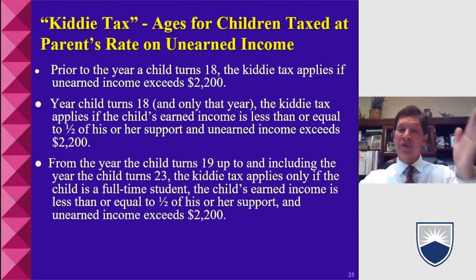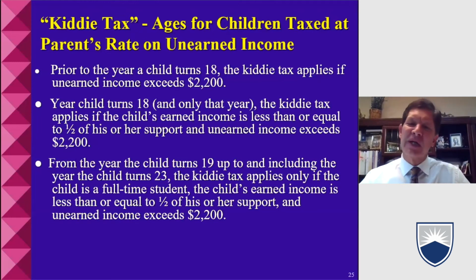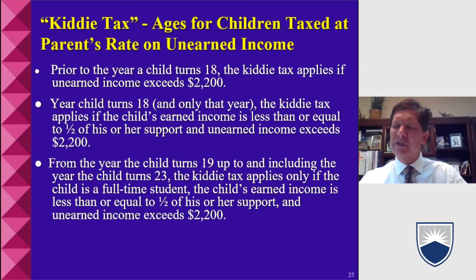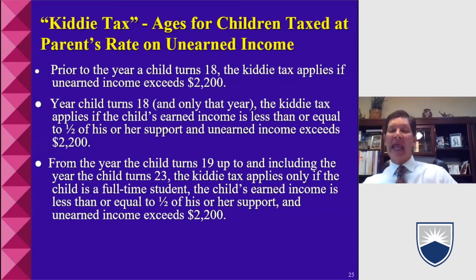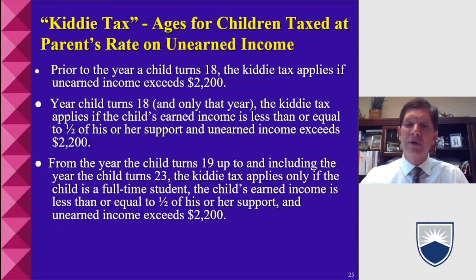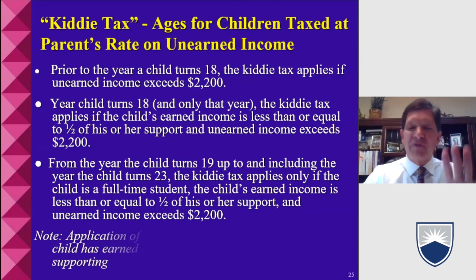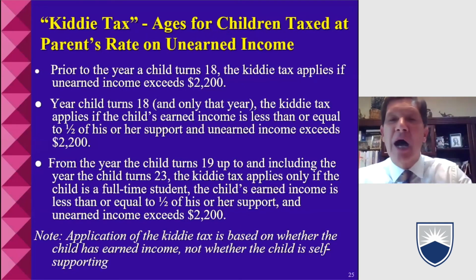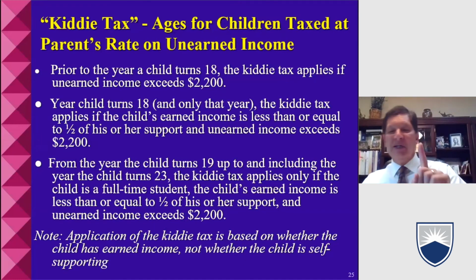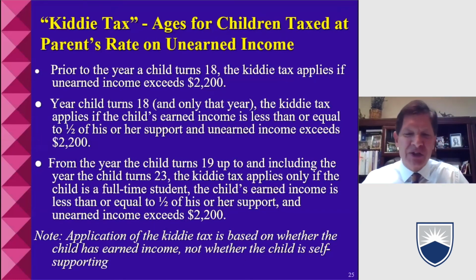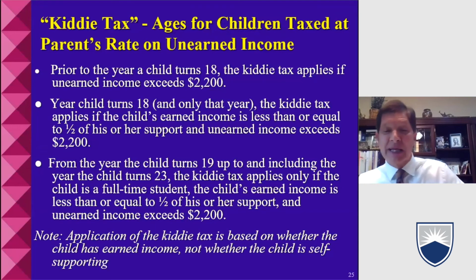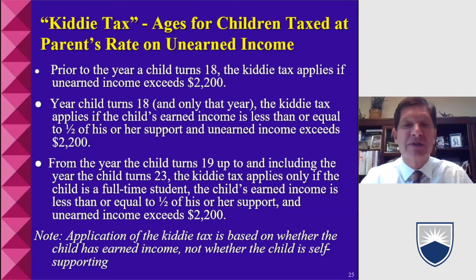Let's take it a step farther. From the year the child turns 19 up to and including the year the child turns 23, the kiddie tax applies only if the child is a full-time student, the child's earned income is less than or equal to 1/2 of his or her support, and unearned income exceeds $2,200. Now, the feds don't care what that child does with their earned income. So application of the kiddie tax is based on whether the child has earned income, not whether the child is self-supporting.